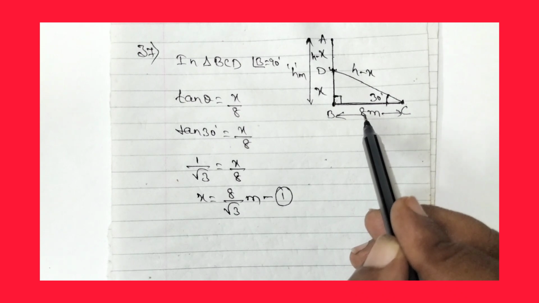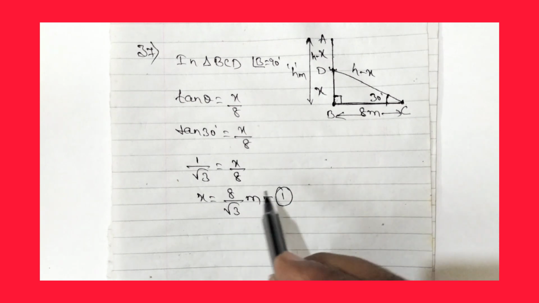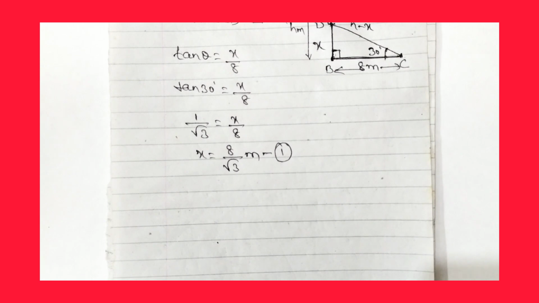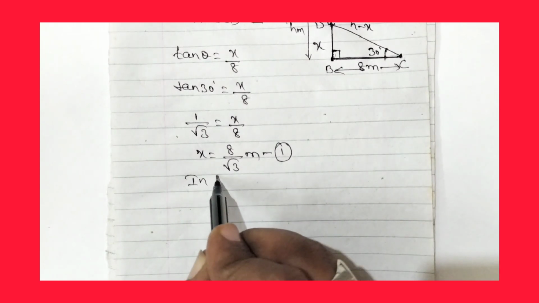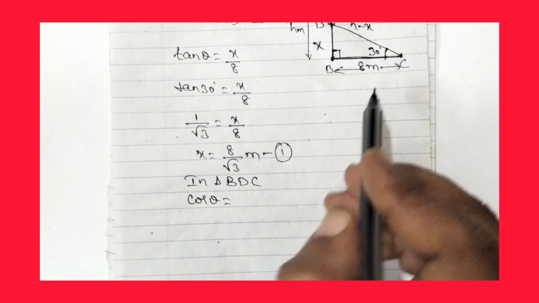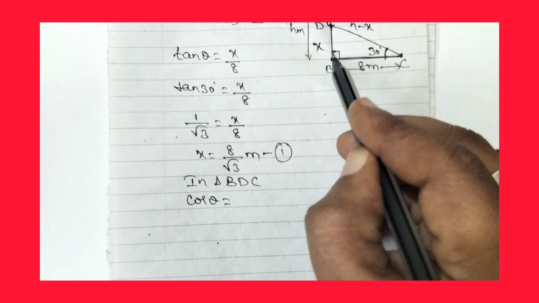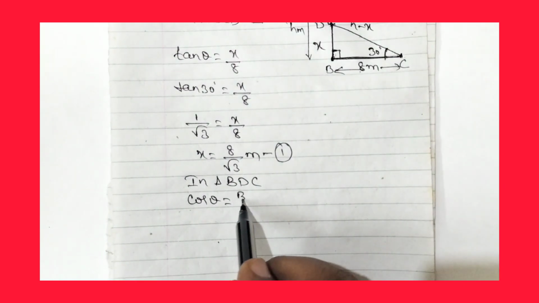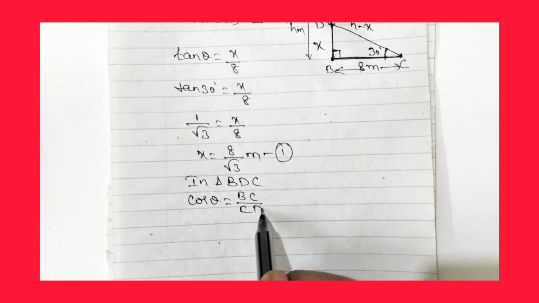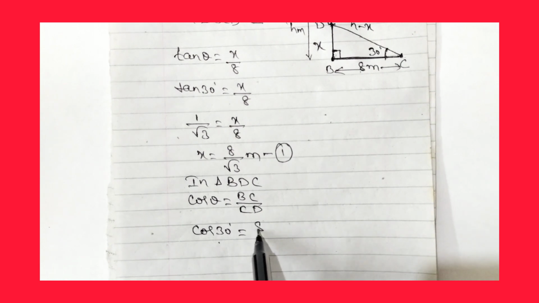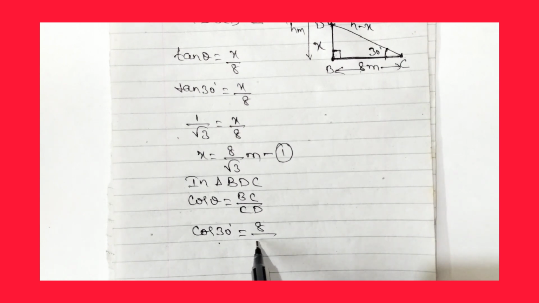Now I will take adjacent and hypotenuse. Adjacent by hypotenuse will give cos theta. So now in triangle BDC, if this is theta, this is opposite, this is adjacent and this is hypotenuse. Cos theta is equal to adjacent over hypotenuse, where adjacent is BC and hypotenuse is CD. So cos 30 degree is equal to BC, which is 8, divided by CD.